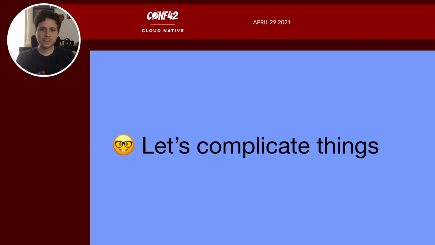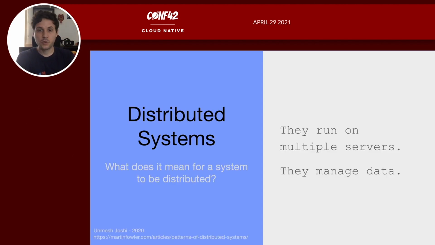So before I start talking about what we did, let me talk about the options that we have if we wanted to avoid the monolith. So basically what we have here is a distributed system. A distributed system is mainly something that runs on multiple servers, and these applications manage some kind of data. We have many architectures available besides the monolith.